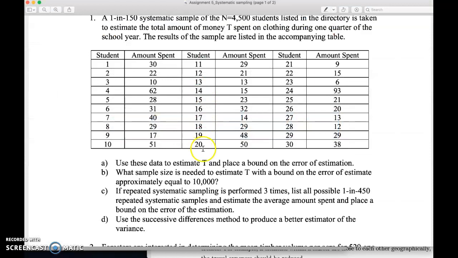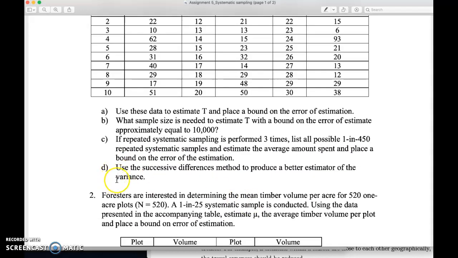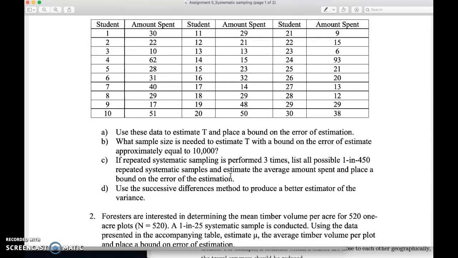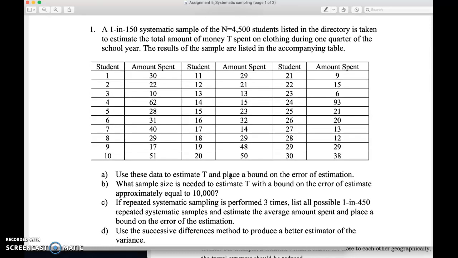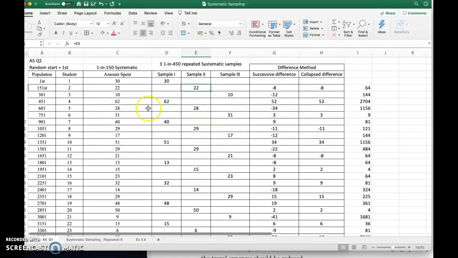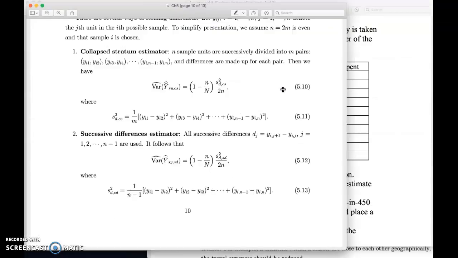Okay, so this is what I'm asking, how to list out all of the possible repeated systematic samples. D, use successive differences method to produce a better estimator of variance. So the other methods we suggest to estimate the variance is using the successive difference. Successive difference is to look at the difference between the Y data that we obtained. So there are 2 ways of doing that.